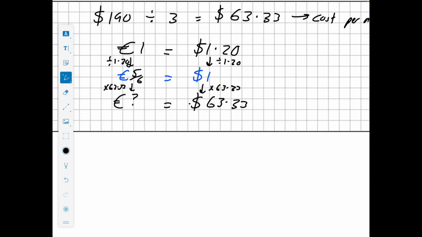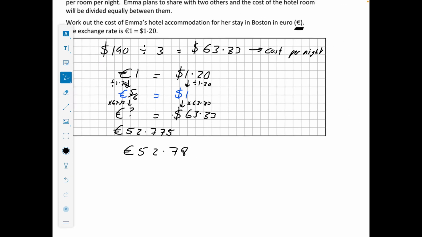Okay, so by 63.33, and we get out that that is 52.775. Now, if someone told you the cost of your hotel room was €52 and that many cent, you'd look at them a bit funny because we don't have cents to 3 decimal places. So really that's going to be €52.78.